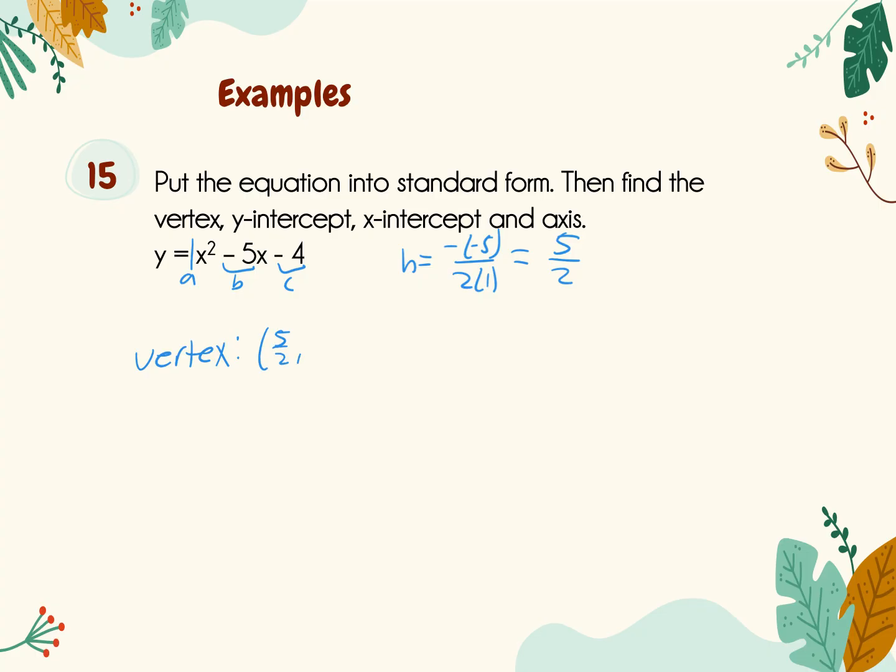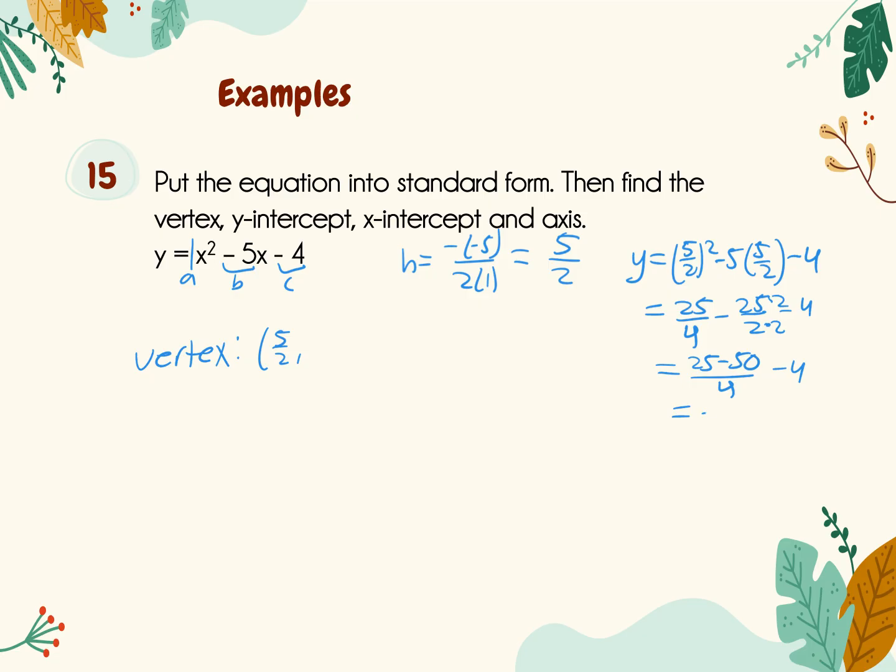All right, and again, I'm going to plug that number into our equation. And this is going to be 5 over 2 squared minus 5 times 5 over 2 minus 4. And so this is going to get you 25 over 4 minus 25 over 2 minus 4. All right, to simplify this, I do want a common denominator. I'm going to multiply this by 2 and 2. And this is going to get us 25 minus 50 over 4 minus 4, right? Which is going to get you a negative 25 over 4 minus 4, right?